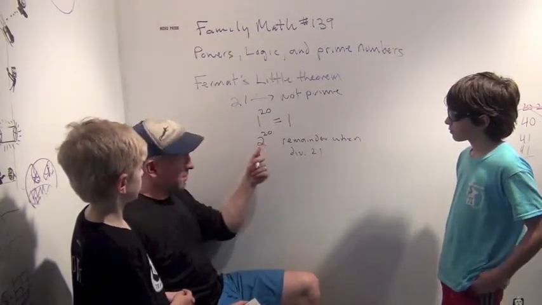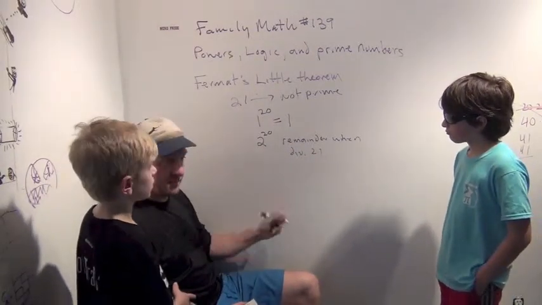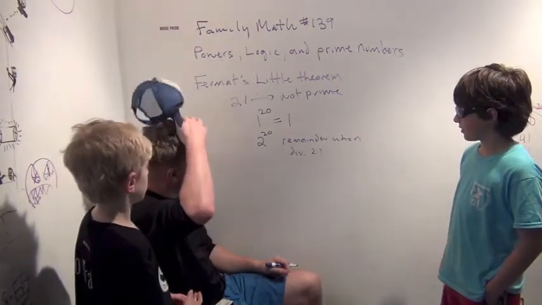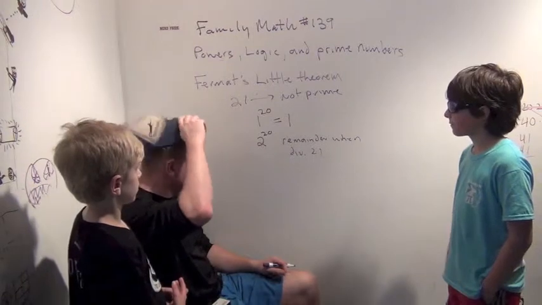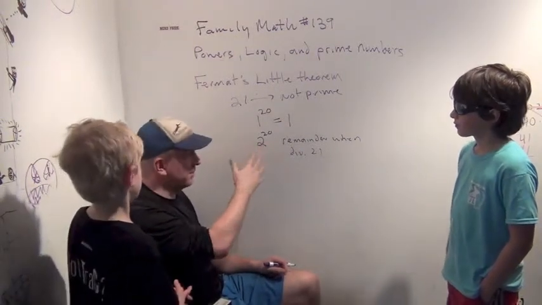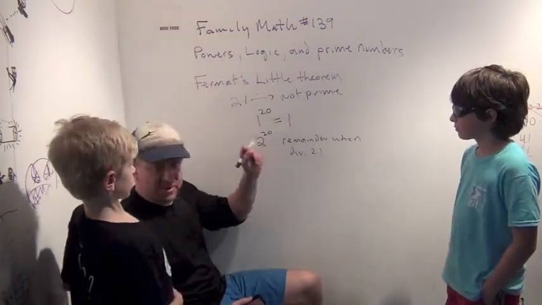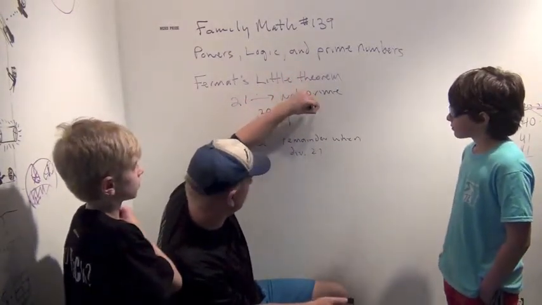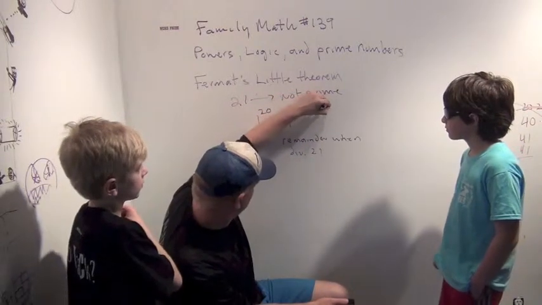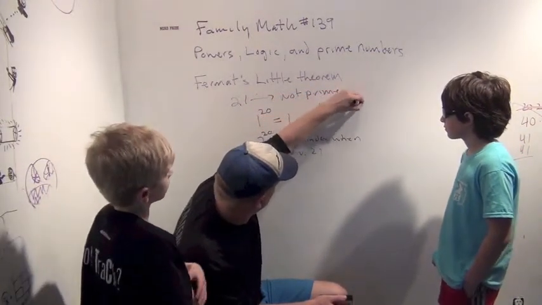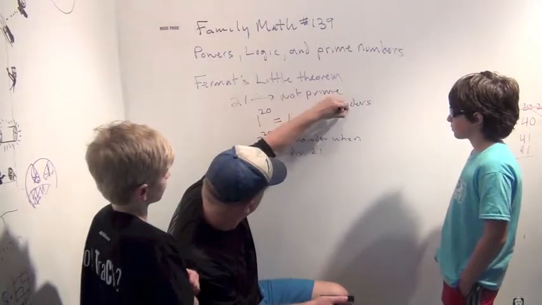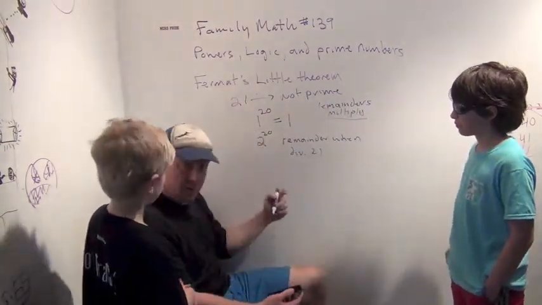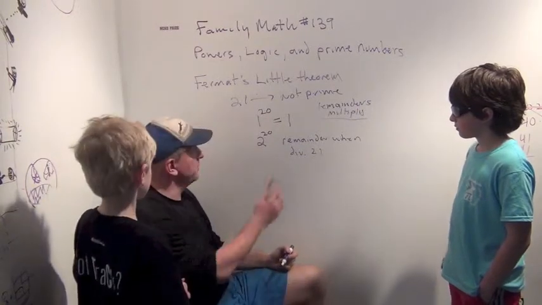2 to the 20th is a big number. Any idea what it is? It's a little bit bigger than a million, because 2 to the 10th is a little bit bigger than 1,000, so it's about 1,000 squared. But there's a very interesting trick you learn in number theory, that the remainders multiply. I'm not going to go into what that means now, because I'll show you what it means. But when we study number theory, we'll talk about that.